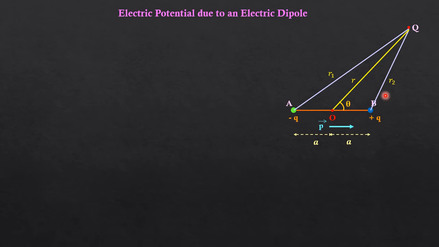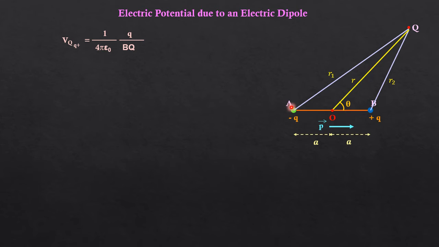Now first let us find the potential at point Q due to plus Q charge. So you can write the potential at point Q due to plus Q charge is 1 by 4 pi epsilon naught Q divided by the distance, that is the distance from plus Q charge to point Q, that is nothing but BQ, or we can write it as R2.